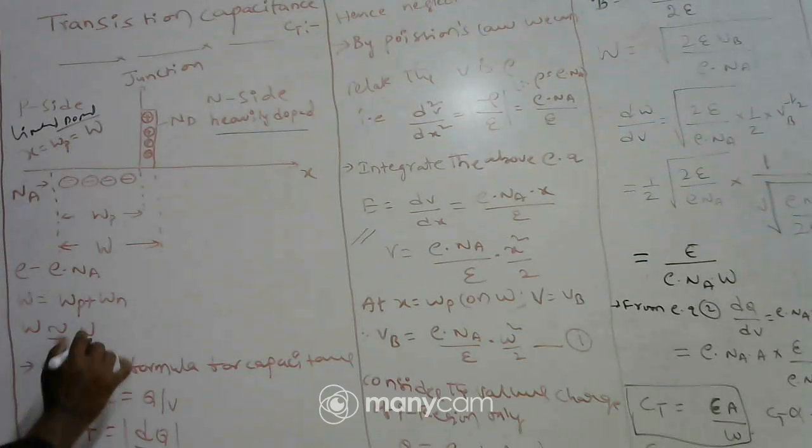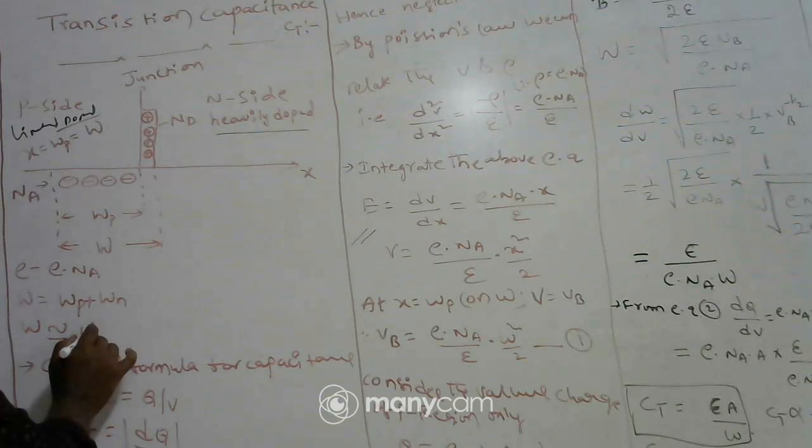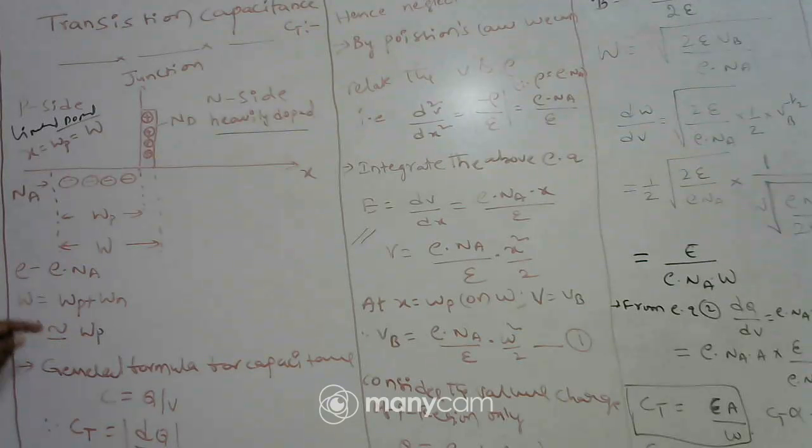Sorry, this one is omega N. Okay, we are considering here omega P, the width of the P region, which is more compared to this one, so we can neglect the width of the N region. So we can write the width; suppose we take the P region width.